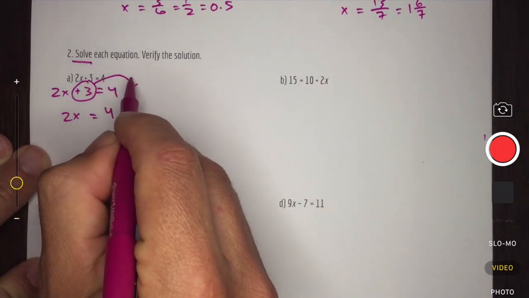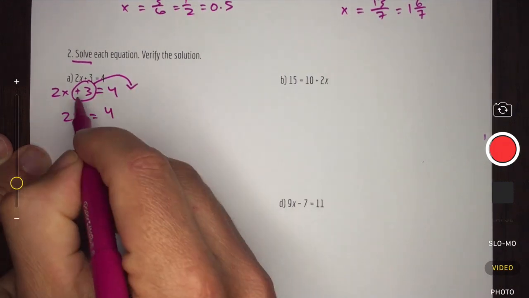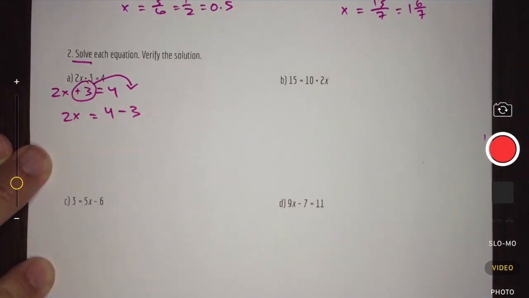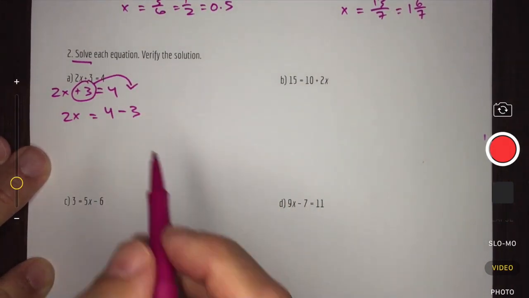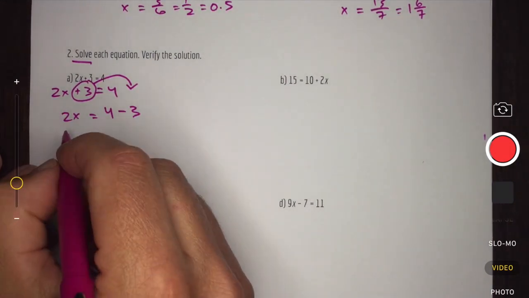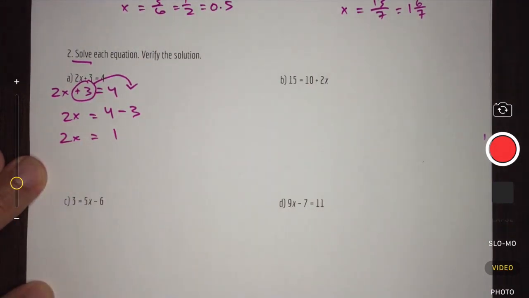because this positive 3 is moving across the equal sign, the sign or the operation changes. So instead of a plus, it becomes a minus, and then the 3 stays the same. And I do need to make sure that I put that after the numbers that are already there. Then I can simplify that down slightly, so 2x equals, and then 4 minus 3, which is 1.